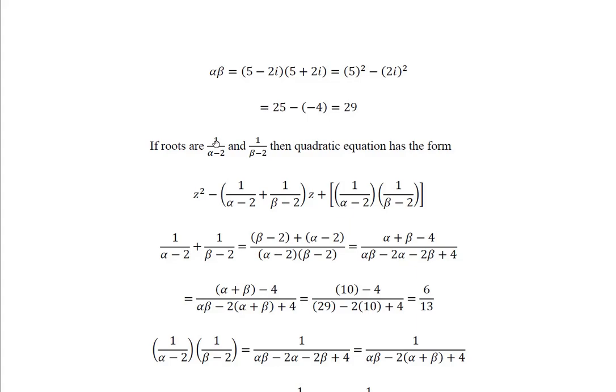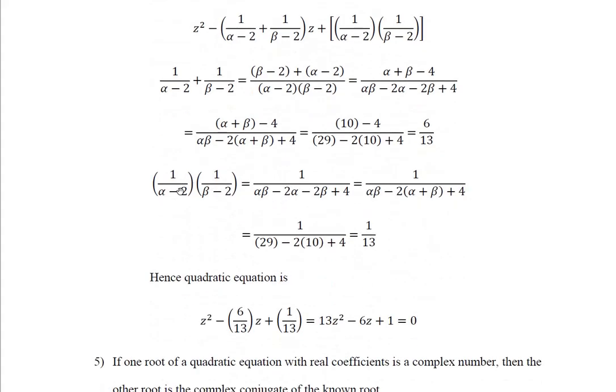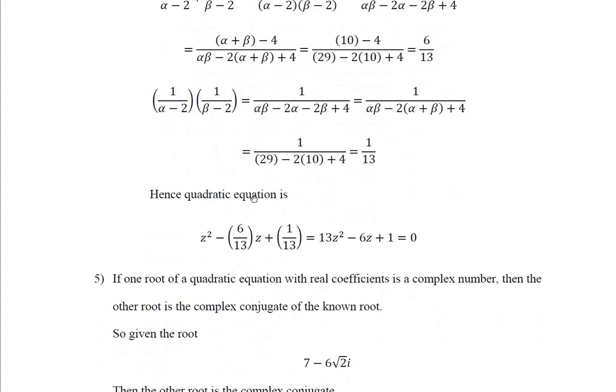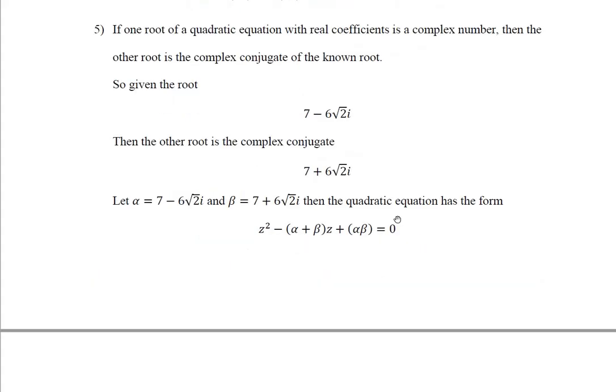If the roots are 1 over alpha minus 2 and 1 over beta minus 2, then the quadratic equation would have the form z squared minus 1 over alpha minus 2 plus 1 over beta minus 2 z plus 1 over alpha minus 2 multiplied by 1 over beta minus 2. 1 over alpha minus 2 plus 1 over beta minus 2 is equivalent to 6 on 13, and 1 over alpha minus 2 multiplied by 1 over beta minus 2 is equivalent to 1 on 13. Hence, the quadratic equation is z squared minus 6 over 13 z plus 1 over 13 equals 0, which is 13z squared minus 6z plus 1 equals 0.